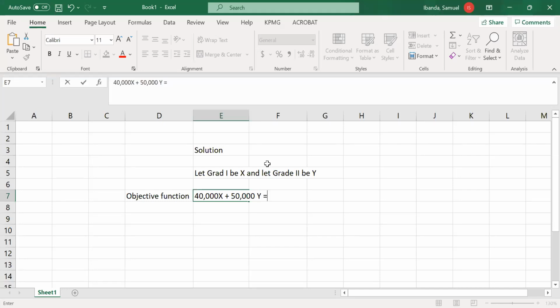Now, this is to give me a profit, which I'm going to use as P. Okay. So for me to determine the profit, it will be 40,000 times the number of units of grade 1 patients plus 50,000 times the number of clients for grade 2. And that will give me my weekly profit, which I'm depicting by the word P.